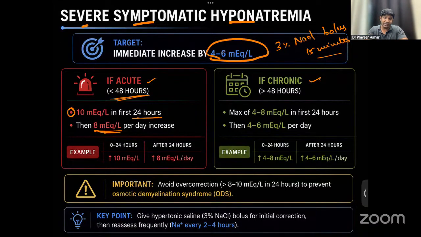If it is chronic, then you have to be very careful. If it is chronic, the patient's brain will be adapted to this low level of sodium. So if you try to correct it very fast and give more sodium, the blood will become very thick, but the brain will still remain thin because it is used to this hyponatremia. So the brain is going to be very hypotonic. The brain has a lot of water, but blood has low water. So water from the brain will go into the blood and the brain will shrink.